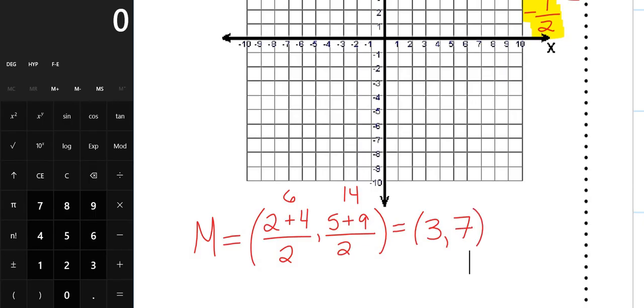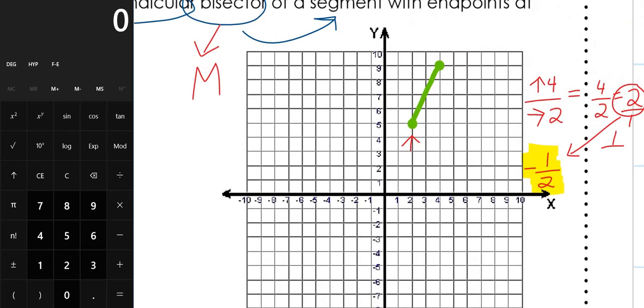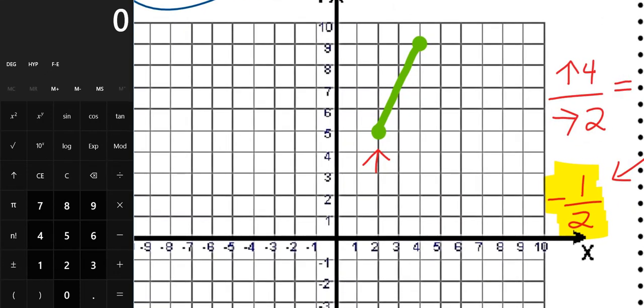Let's go to our graph to see if that makes sense. (3, 7) is right around here. Yeah, that's what we thought it was going to be. Makes sense. I like it. Let's go back to our graphic organizer. We're going to plug in that (3, 7) into our graphic organizer, and we're going to solve for this y-intercept.